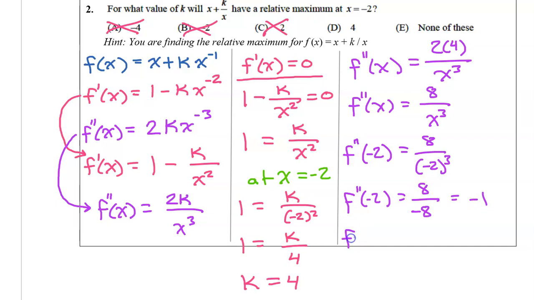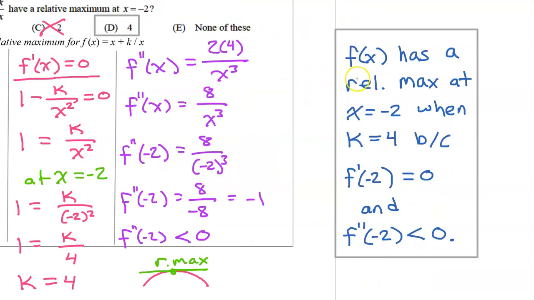So what really matters here is that the second derivative at negative 2 is negative. So that means we are in the situation where the function is concave down, which means that the point of tangency will be a relative max. That is exactly what we were shooting for, so the answer is D.